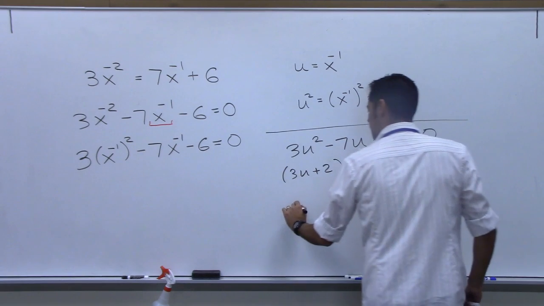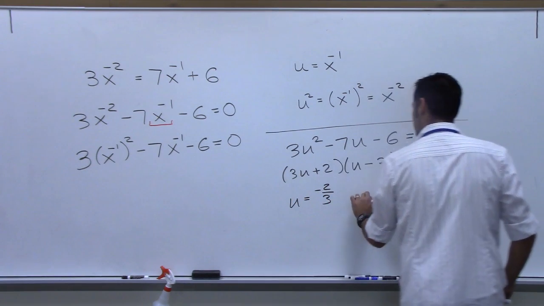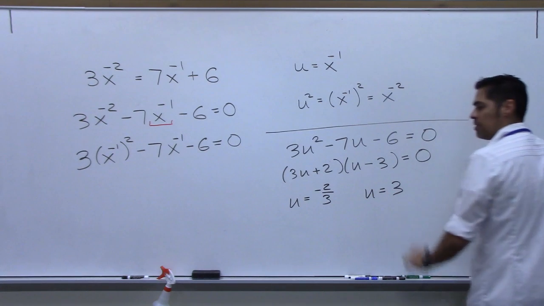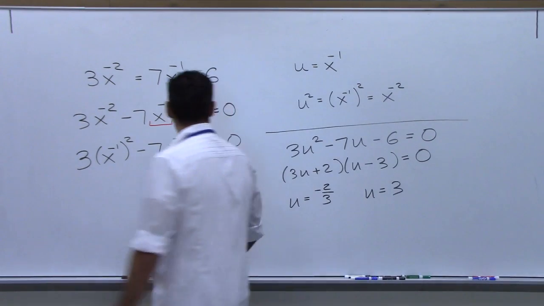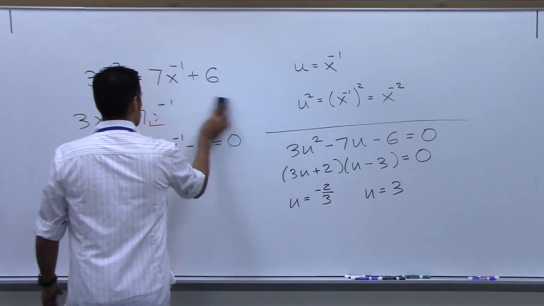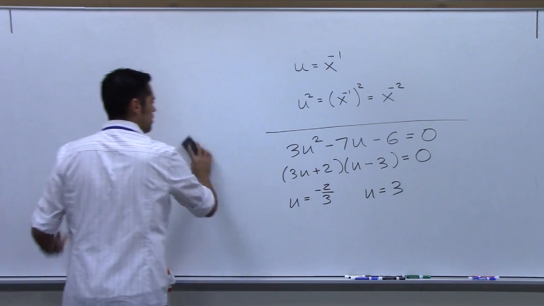I got u equals negative 2/3, and u equals 3. We still all on board here with this? This making sense? Okay, and now it's just a matter of trying to figure out what x is. Then I substituted back in the u. So let me do that for you now.